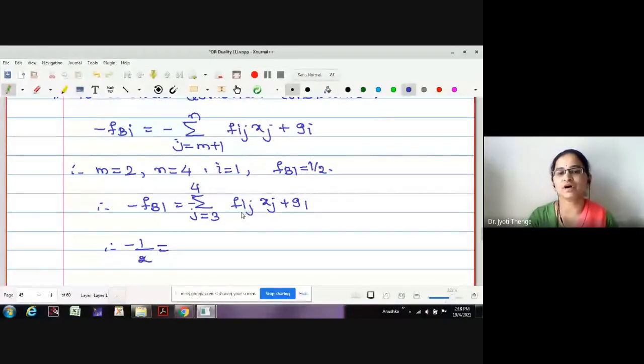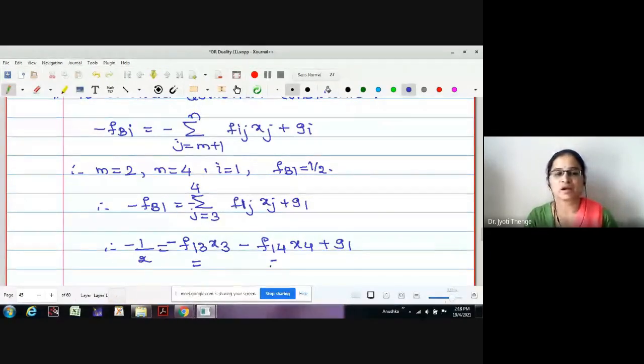For i equals 1 and j running from 3 to 4, the first term is minus f13 x3, where I have substituted j equals 3. Next I will substitute j equals 4. Therefore, this is minus f14 x4 plus g1. This is your constant. Now, what do f13 and f14 suggest? These two suggest the fractional parts of the numbers x13 and x14. Correct, no?